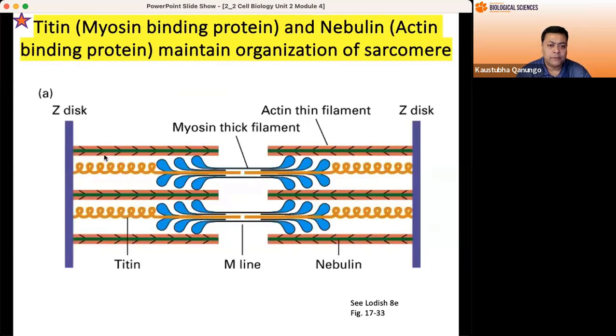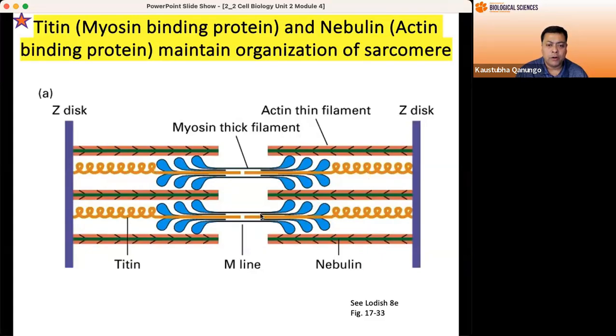On top of that, on the side, there is a protein called nebulin. Nebulin also stabilizes this filamentous actin from the side. So that's another protein, nebulin. Now, the actins are associated with a Z disc, but the myosin looks like it is floating in the middle, but it cannot be like that. It has to be associated with something.